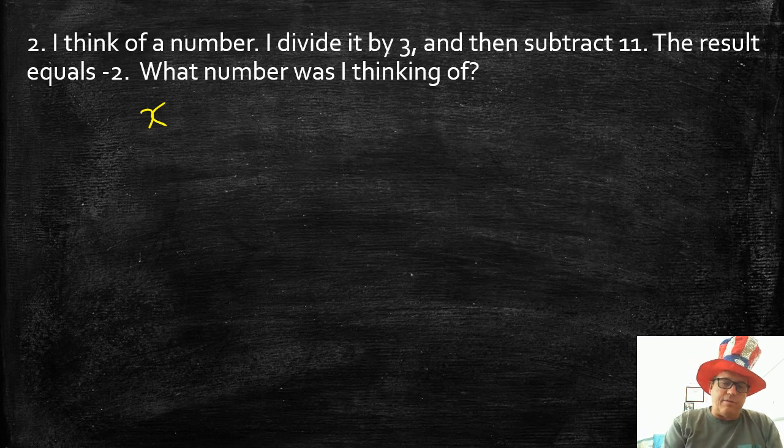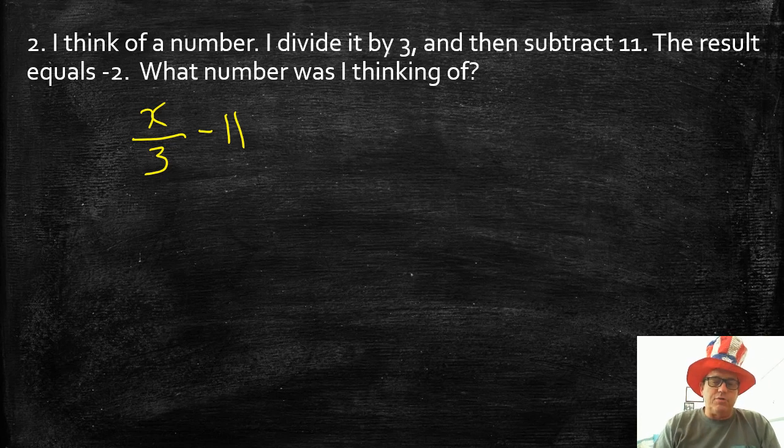I divide it by 3. Remember, let's use the fraction bar instead of the division sign. The division sign gets messy, and it's not always very clear. And then I subtract 11. The result equals minus 2. So there's our equation. Now, what number was I thinking of?